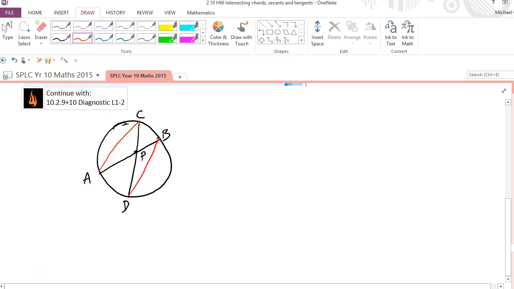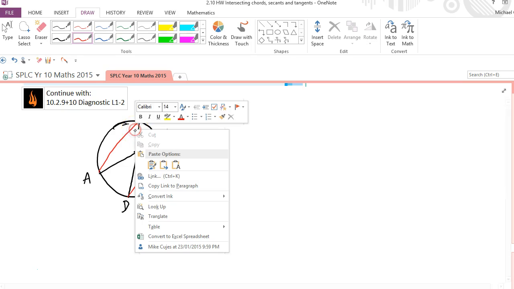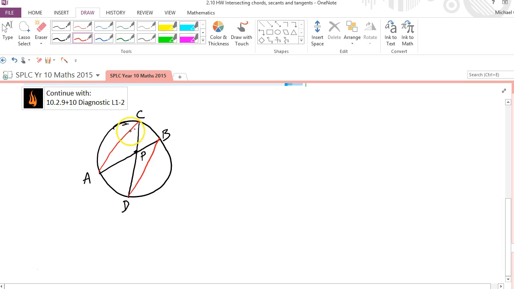Straight away we've got our bow tie, our butterfly rule, or our angles at the circumference rule if you'd rather. This angle at the top there must equal that angle at the top. These two angles in the middle are vertically opposite, and because they're in the same sector, let's just use a different colour, angle A down here is equal to angle D down there. So I've got two similar triangles.